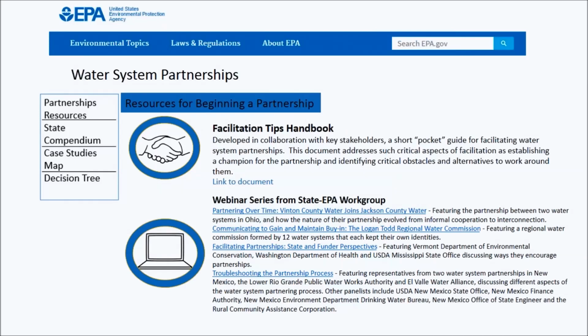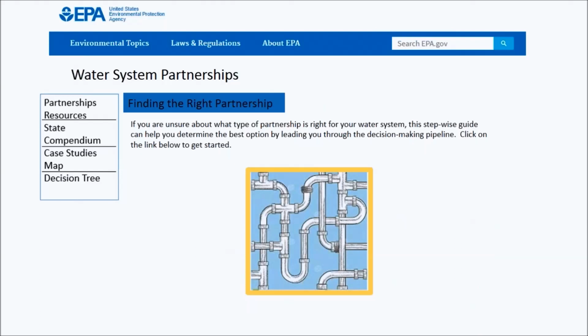Some of the other things we'll be pushing forward are a facilitation tips handbook. It will help folks who are going to be a facilitator to start a partnership. We'll have some key tools and worksheets for them to use when they're talking to systems about what they can do to get into a partnership and figure out which one works best for them. We also have a number of webinars that are going to be published on our website. These were done in 2012, but we've updated and modernized them a bit for what's going on today, with the newest information about what can be done.